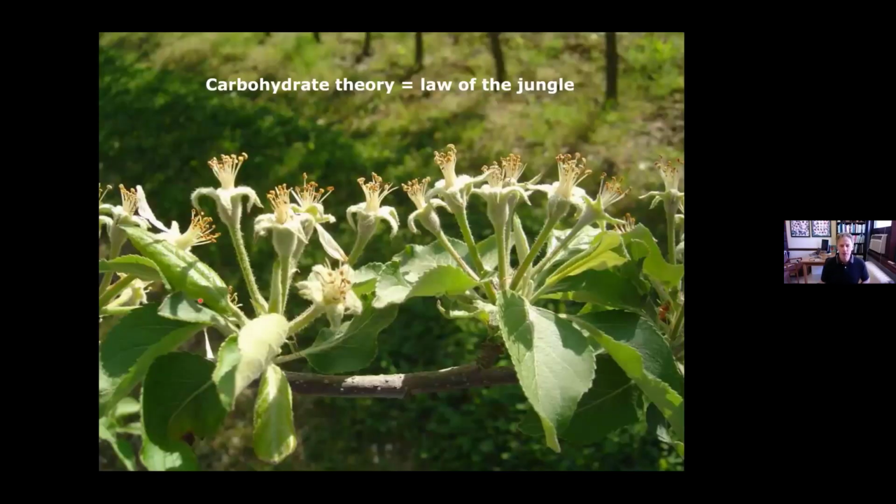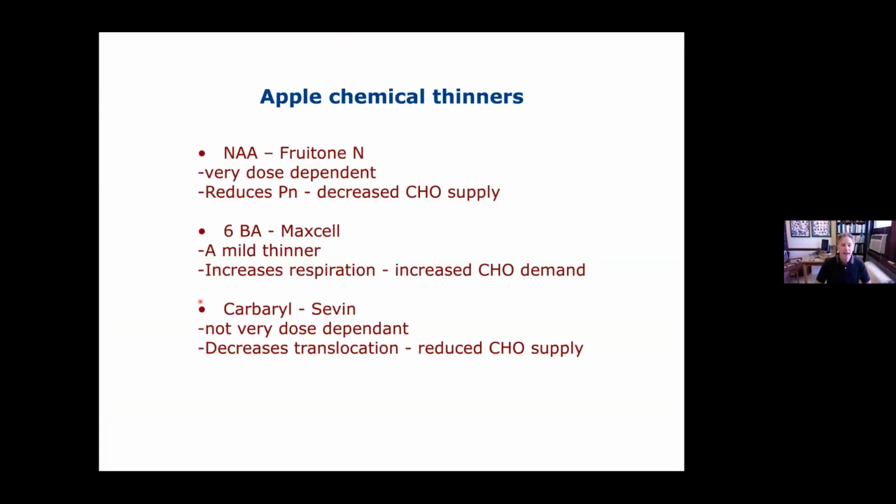So the carbohydrate theory is all about just not enough food to go around. We already talked about that. And so basically our post-bloom thinners, and I'm going to focus on that because I think bloom thinning is just too risky for most of us in Indiana. And so I think post-bloom thinning is where it makes sense to be.